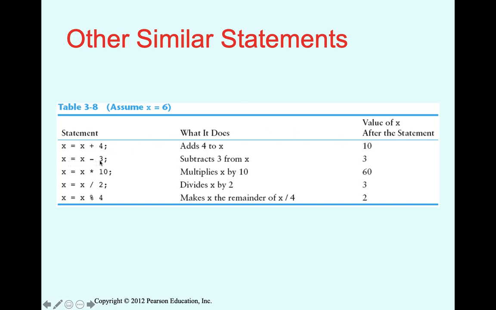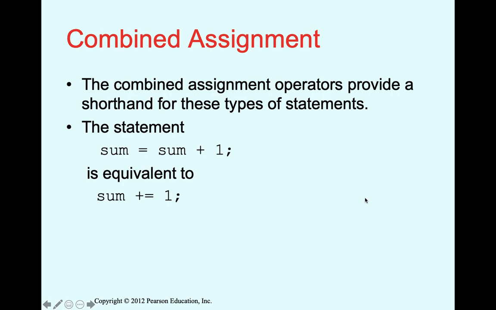x = x - 3 will subtract 3 from x. So if x was 6, the new value of x will be 3. x = x * 10, it will be 60. x = x / 2, so x will be 3. x = x % 4, so 6 modulus 4 is 2, so the new value stored will be 2. So there is another way to write such a statement: sum = sum + 1.